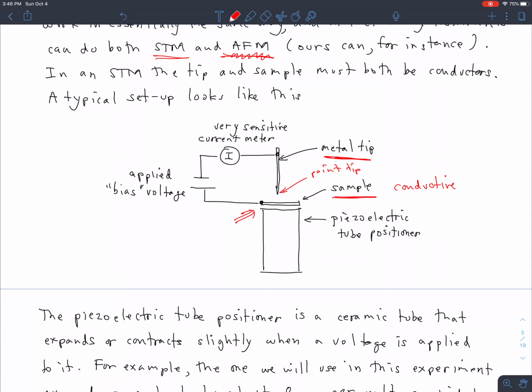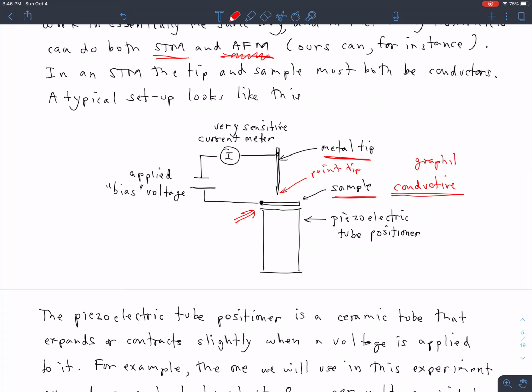People tried to take images, for example, of DNA for a long time. Just doesn't work with STM. But AFM it works with, and so if we wanted to talk about AFM, we could talk about imaging biological samples. For this semester, we're going to talk about imaging conductive samples, specifically elemental carbon in the form of graphite, which is a good conductor.